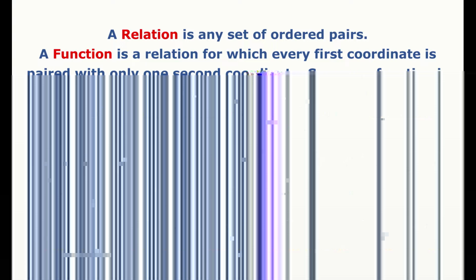And the pairs will have the form input comma output. So the first coordinate will always be reserved for the input of a relation or function, and the second coordinate will be reserved for the output. When it comes to letters, we usually reserve the letter X for inputs and the letter Y for outputs. There are no restrictions on either the inputs or the outputs for a relation, but functions are more restricted in that no input should be paired with more than one output. A few examples will make this very clear.